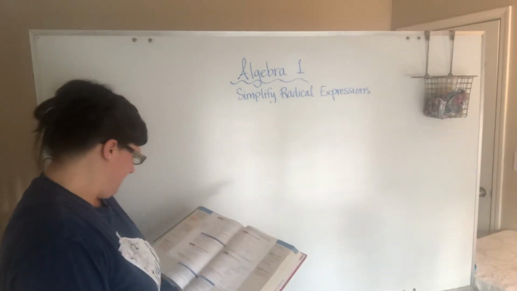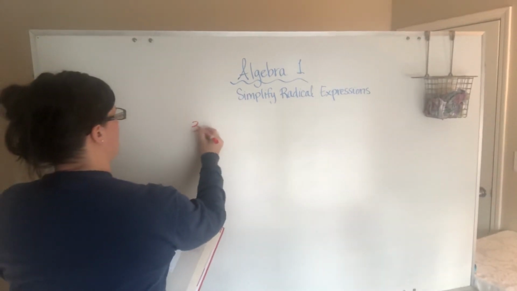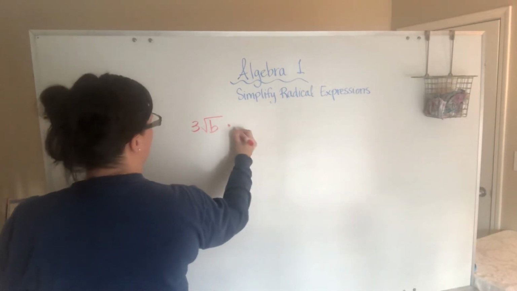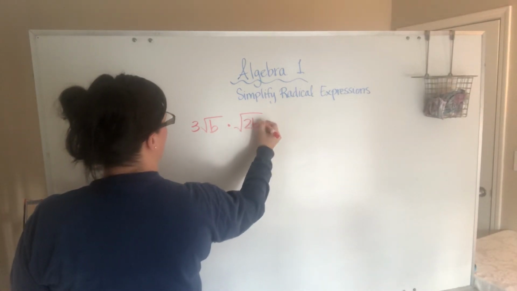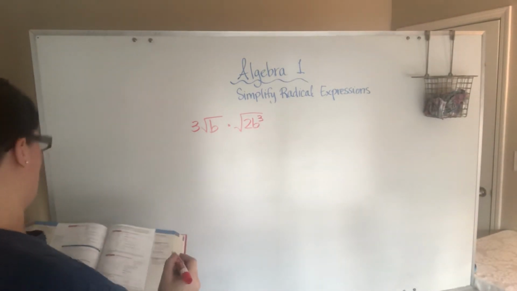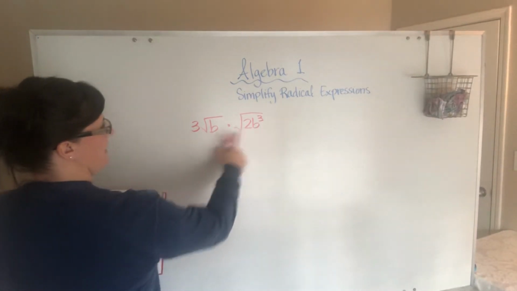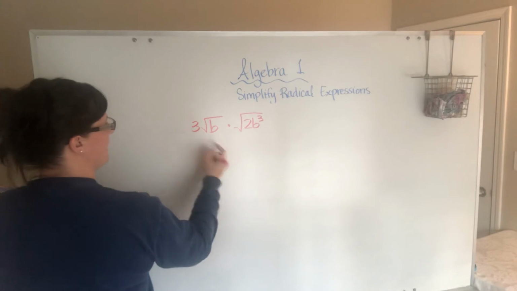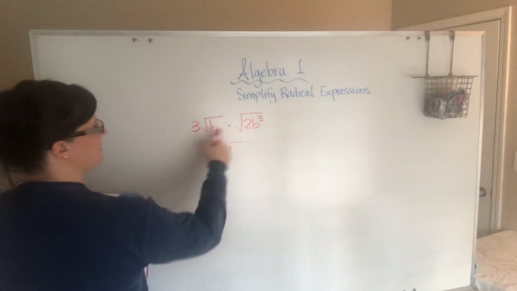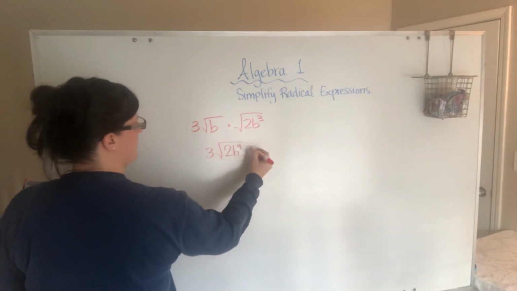Let's look at something like 3 square roots of b times square root of 2b cubed. Okay? So, what do we do when we multiply these? I'm multiplying, and all I can do is multiply what's underneath the radical sign. So the 3 stays here. I'm still left with the 2 here, because there's nothing there. B times b cubed is b to the 4th, right?